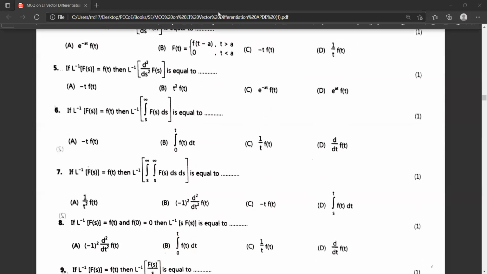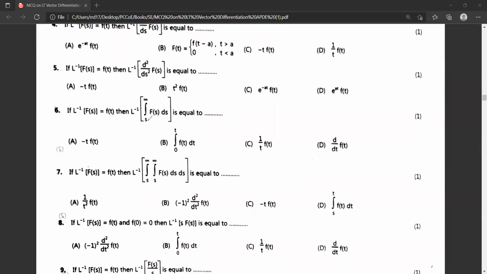This one. So how do you solve this one? There is an integration from s to infinity. This one I'm asking, the sixth one, integration from s to infinity, it is 1 by t f of t. If there is a double integration, it is just 1 by t square. See, in derivative there is -1 raised to n, but in integration there is no such term. It is just divided by t square, t cube, depending on how many times the integration. Are you getting my point?